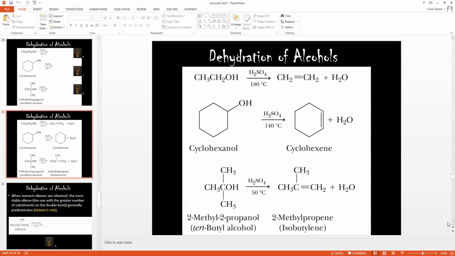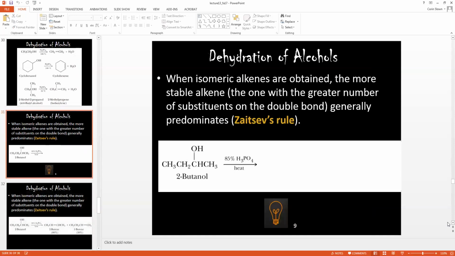Let's check our work. Did you draw the correct products? Were there any products that you drew that perhaps were the minor products, products that were less favorable? If so, why? Well, let's go back to Zaitsev's rule. When isomeric alkenes are created, the more stable alkene, that is the one with a greater number of substituents on the double bond, is generally going to be the molecule that predominates. That's Zaitsev's rule. So let's draw the two possible products and ascertain which one is going to be the major product.